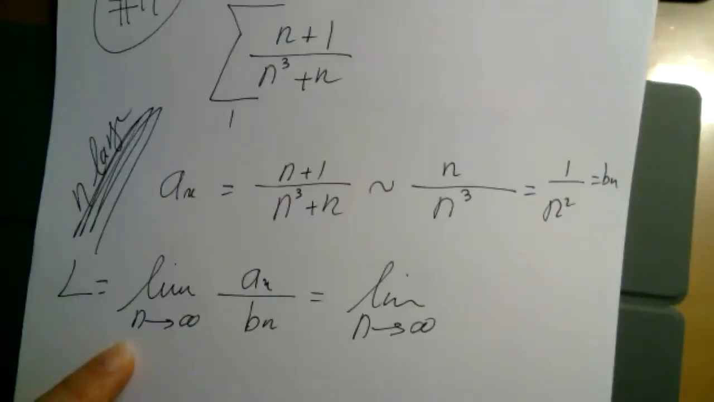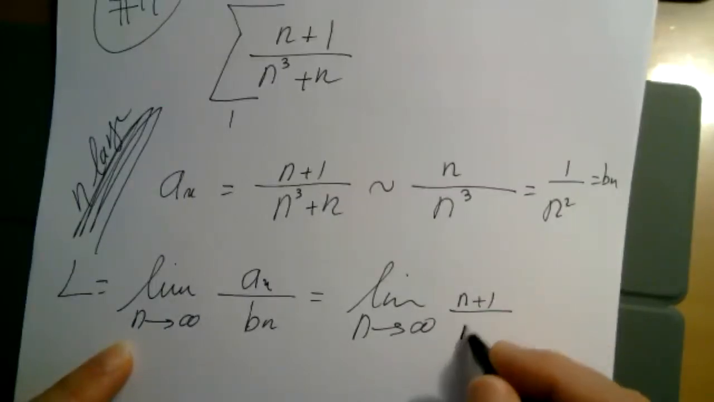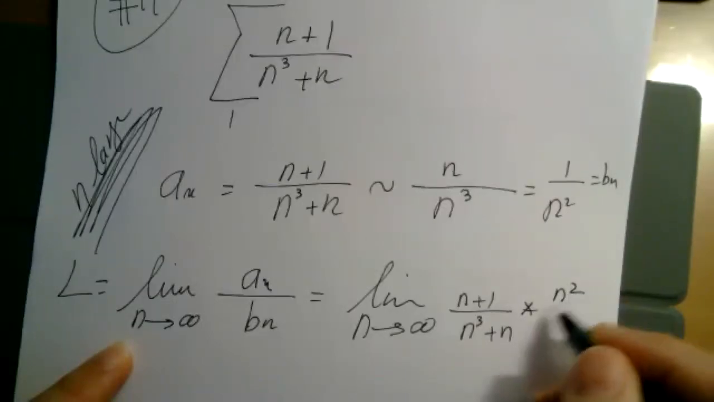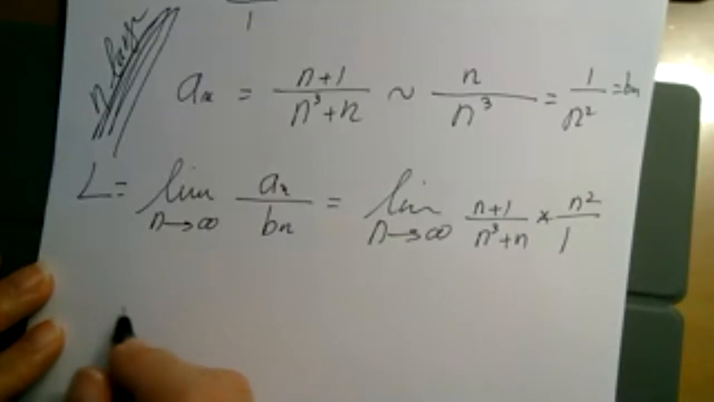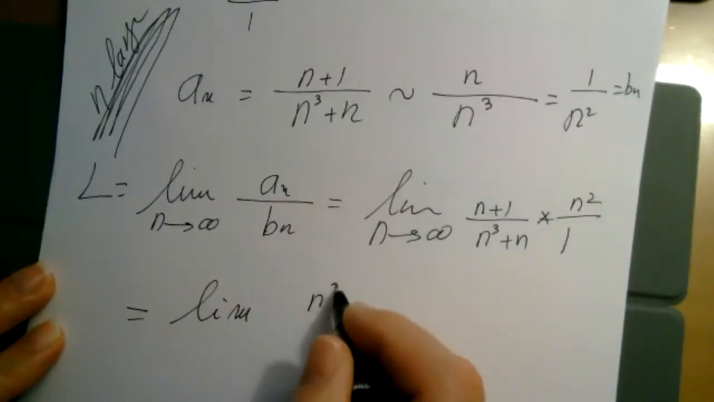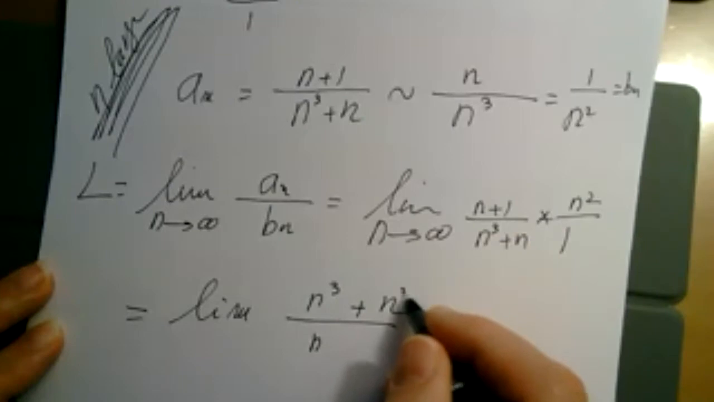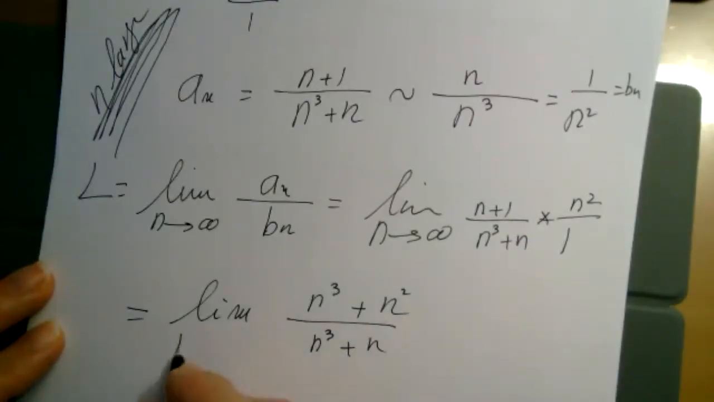So now an over bn, if we do it, it's going to give me n plus 1 over n to the power 3 plus n times n squared over 1. So this will give me the limit of n to the power 3 plus n squared, multiply across, over n to the power 3 plus n.